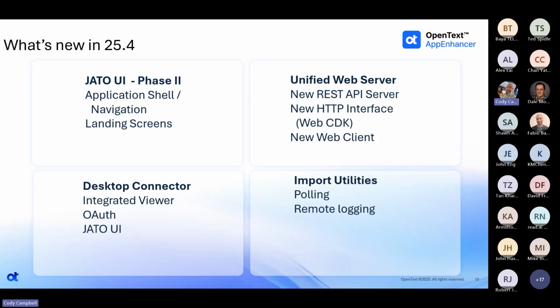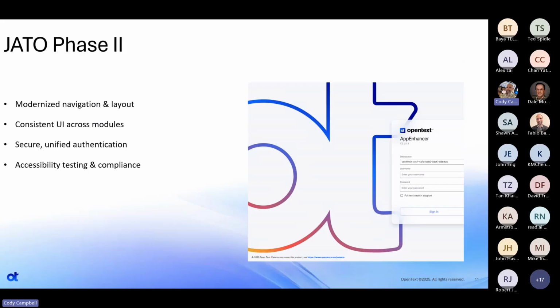So what we'll do, I'll talk about JATO first. JATO is our modernized navigation and layout for OpenText. We want consistency across all our modules, and that helps us have the same controls and nothing too custom across the platform as we look at our UI, whether it's desktop or web. And accessibility and compliance are built into this UI.